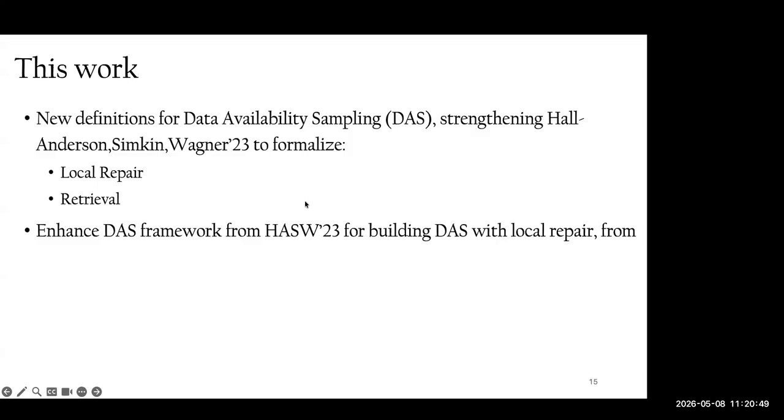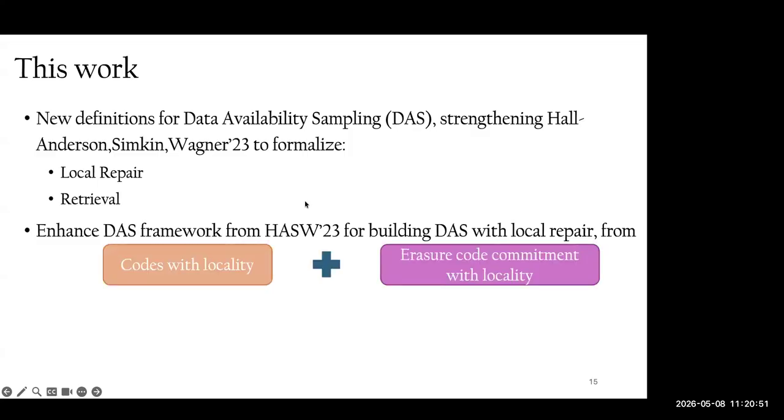And the second contribution we make is that we propose a generic framework to build data availability sampling, or DAS, from two building blocks. The first one is something that we call a code with locality, and I will formally define this in a few slides, plus a special type of commitment scheme, which is an erasure code commitment with locality. With these two building blocks, we show how you can generically build a DAS with efficient local repair.